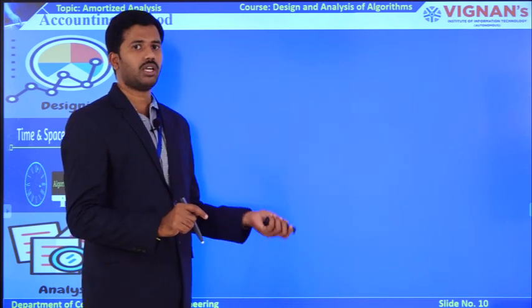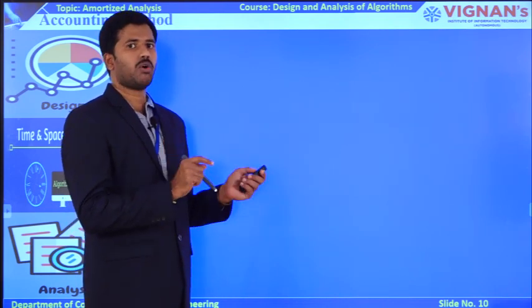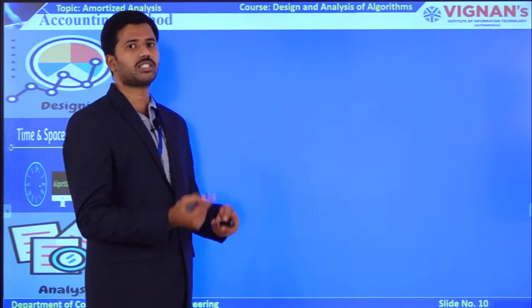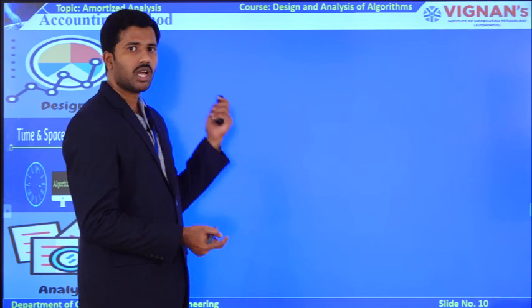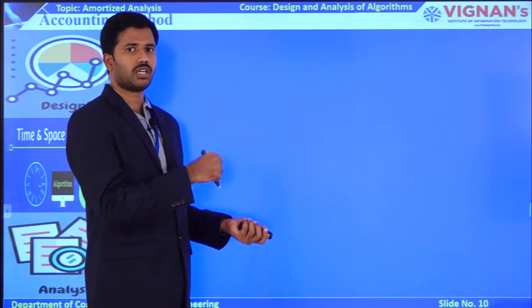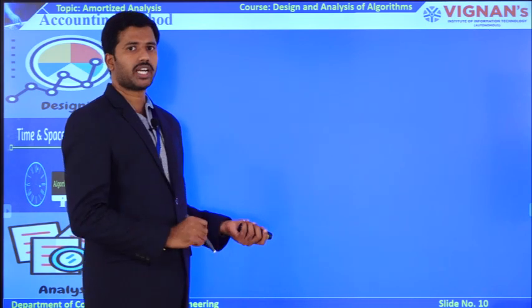As I said previously, you need to have more concentration on the aggregate method. If you understand the aggregate method, the remaining methods are very easy. Why? Because the remaining methods, accounting as well as potential method, will be used to verify the solution for the aggregate method only.